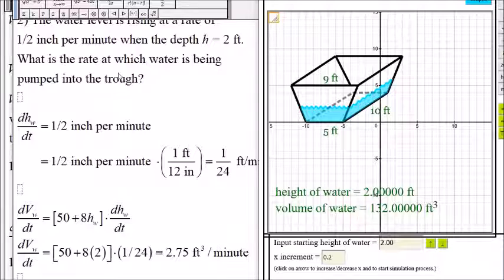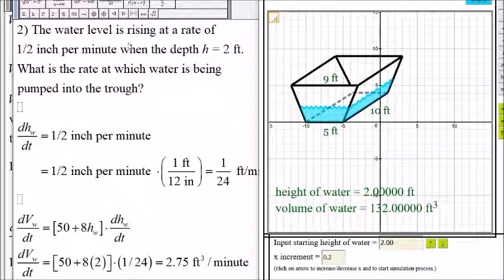And so in summary, if the water level is rising at a rate of 1/2 inch per minute, and the height of the water is at 2 feet, then the rate of change of the volume is 2.75 cubic feet per minute. And that's how fast water is being pumped into the trough.